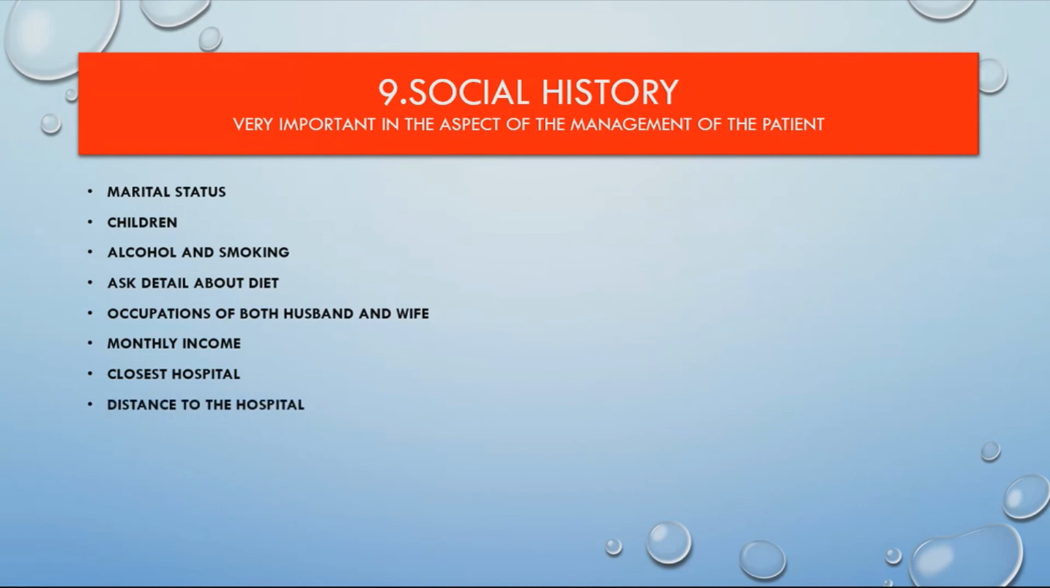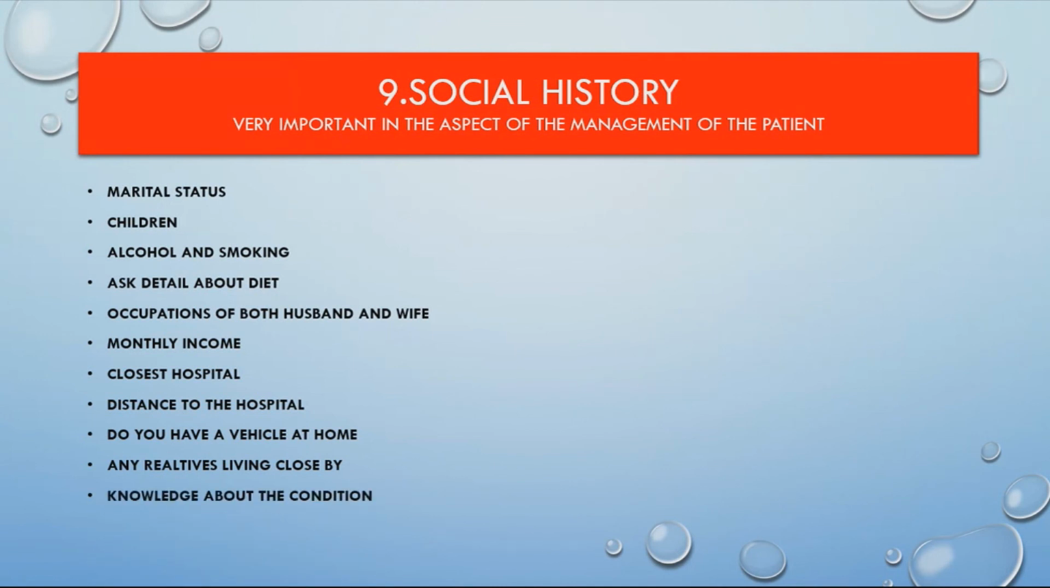Then distance to the hospital, that is also the same, because when we do a follow-up, we have to consider the distance. If the patient is far away, like 50-60 kilometers, it's a little bit difficult to come for follow-up, so we can advise the patient to go to the nearest hospital with all his medical details. And whether we have a vehicle at home, that is also helpful in the follow-up. Relatives living close by, so in case of any emergency, they can help you.